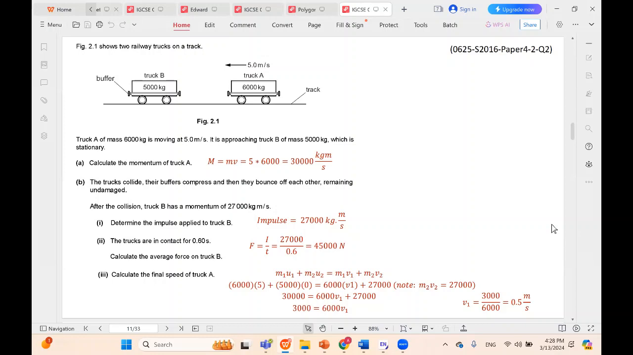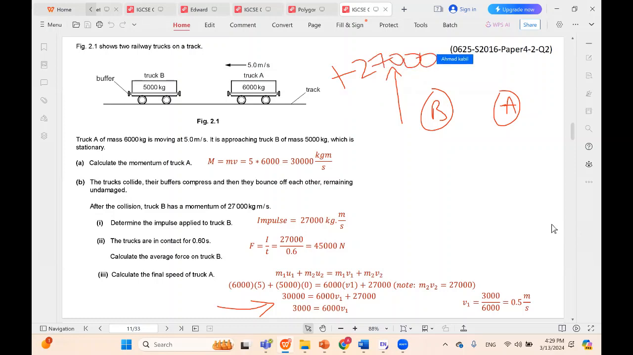Calculate the final speed of truck A. In order to calculate the final speed of truck A, there is a systematic way, which I've done here, and there is a conceptual way. I will explain both. I will just explain the conceptual first since it's shorter. The idea is that momentum is conserved. So you have truck A and you have truck B. We are told that B was initially 0 and the momentum increased by 27,000.